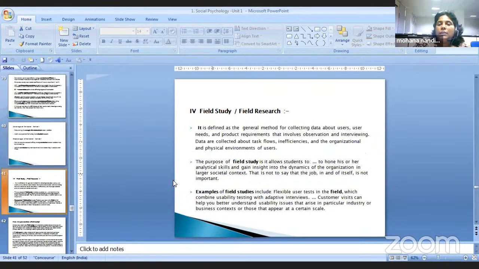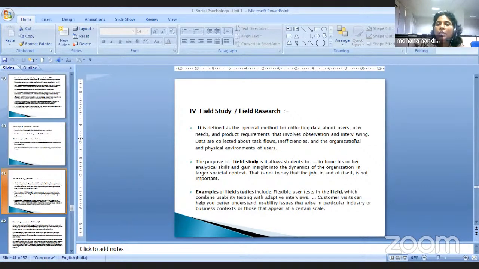Next, we are going to discuss the field study. It is defined as a general method for collecting data about users, user needs, and product requirements. Suppose you want to launch something, like, in the pandemic situation, a new vaccine. So we need to collect the data on how they are doing, how they observe.